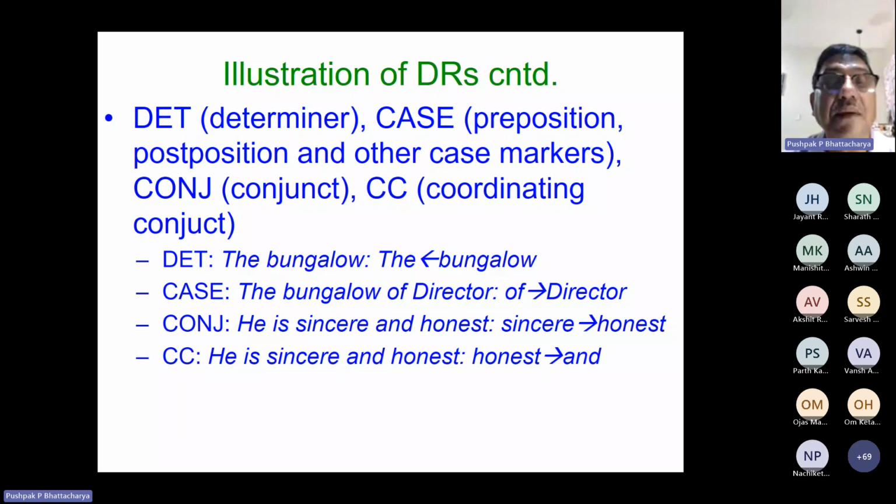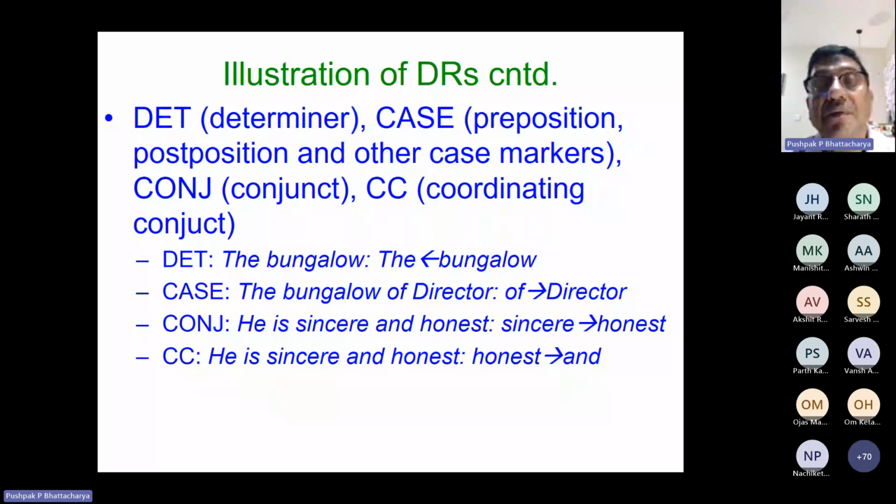Let's see their examples. The bungalow, we have an arrow from bungalow to determiner, and the label on that arrow is DET, determiner. Case, the bungalow of director. Remember that dependency parsing tries to examine for every pair of words if it is possible to have a relationship between them. That's why there is an algorithm, a maximum spanning tree based algorithm, which first of all creates a tree or a graph of relations of every pair of the sentence or the phrase.